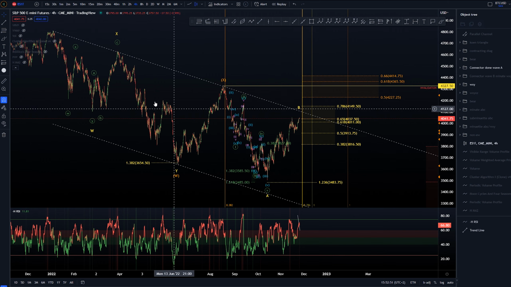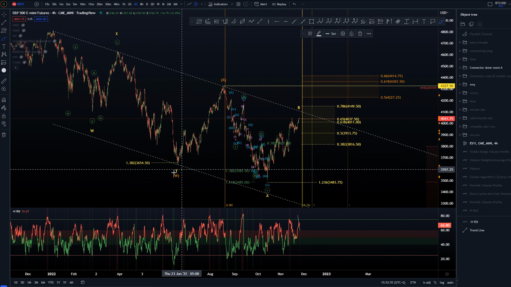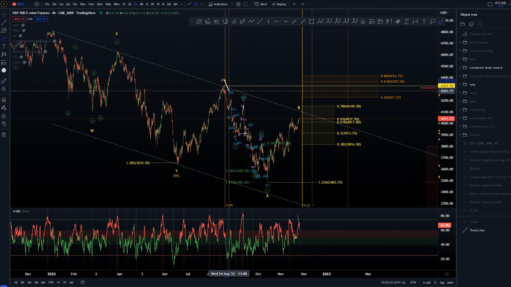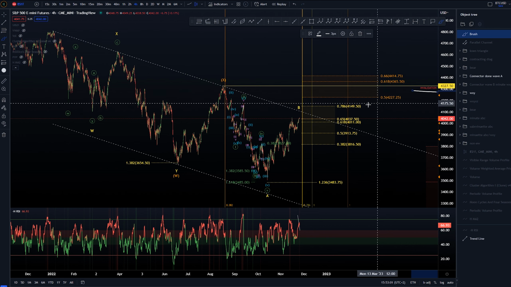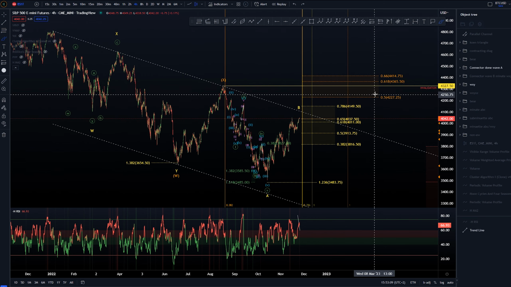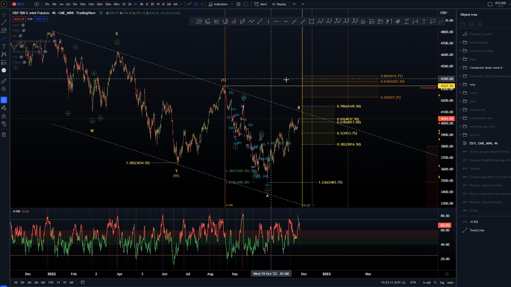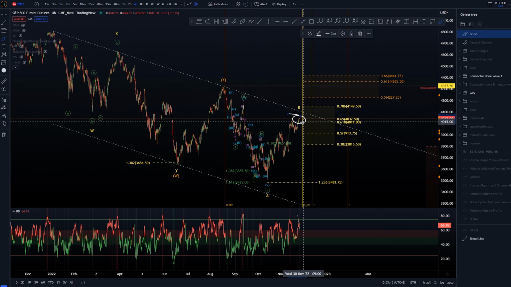Here we would be looking at the other option, where we had this as a three-way structure coming down into the W, three ways into X, and then another ABC coming back down. In relation, for this count would be the highs that we had here on August 15th, and that would be around $4,300. But at the moment we are right around the golden pocket.